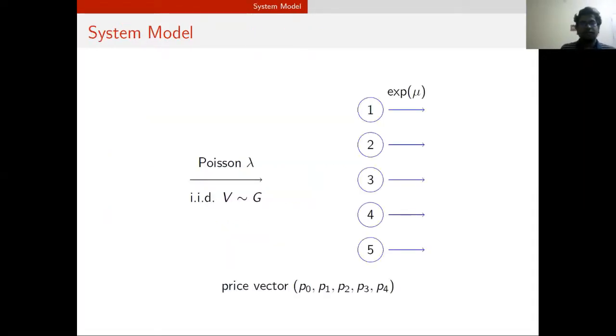So the system model we have is this. We have arrivals coming as a Poisson process at rate lambda. And each of these arrivals has a value function V, which takes values from a distribution G. So G is the CDF. Now there are 5 servers in this example, and once a job enters a server, it stays there for an exponential duration of time with parameter mu.